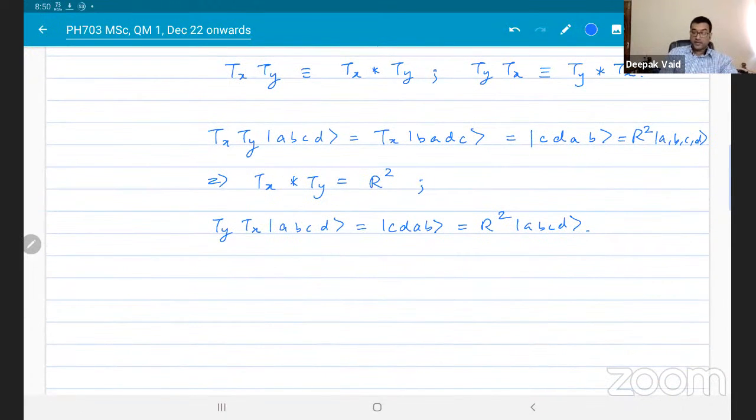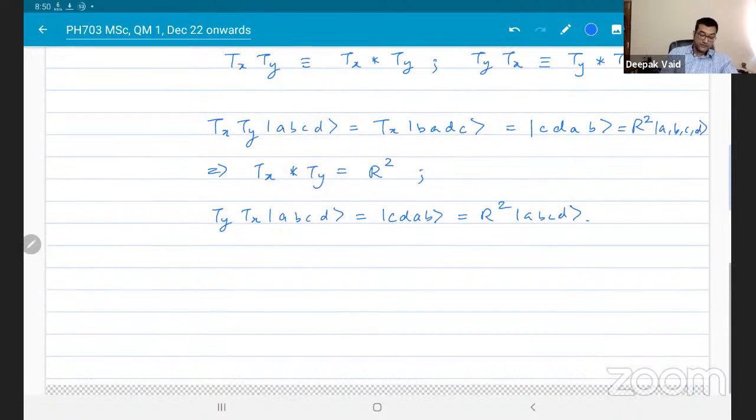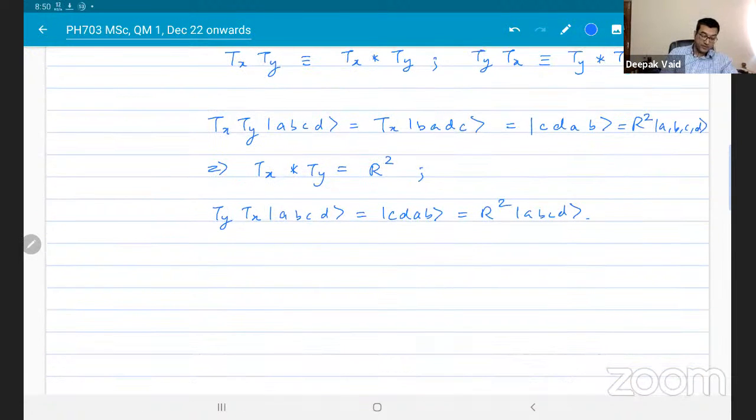So in this way, I can look at all possible combinations of these group elements. What I can do is construct a group multiplication table, which looks like this. And then I can ask, for instance, what is identity multiplied by identity? Well, that is identity. So identity multiplied by anything will just give me the same thing, right?